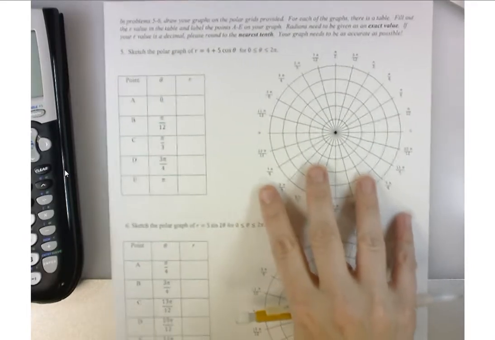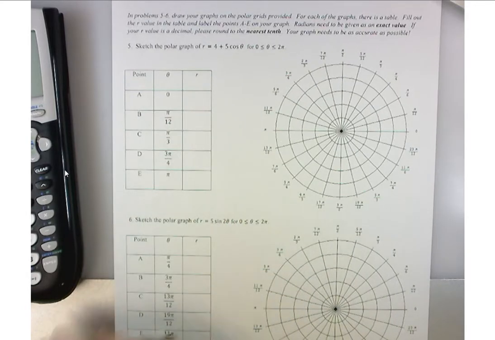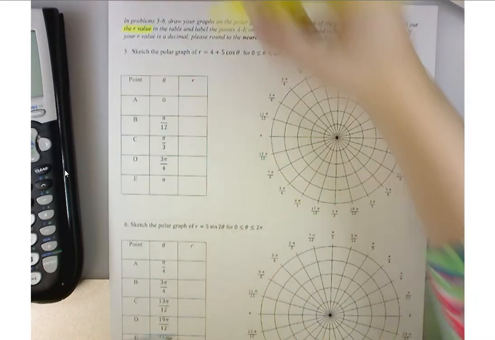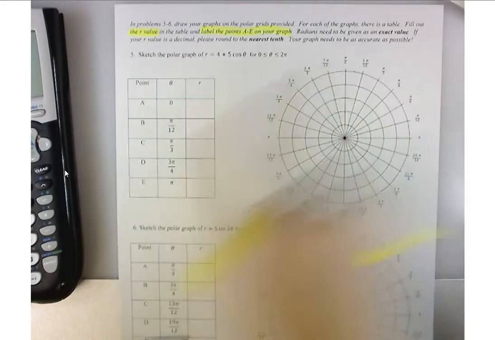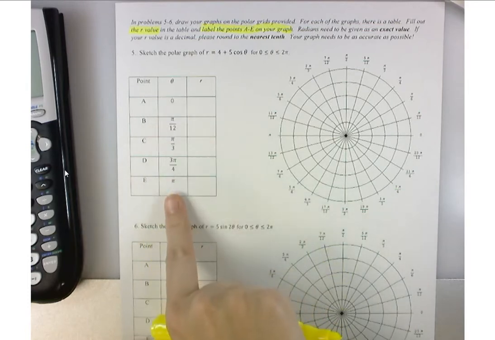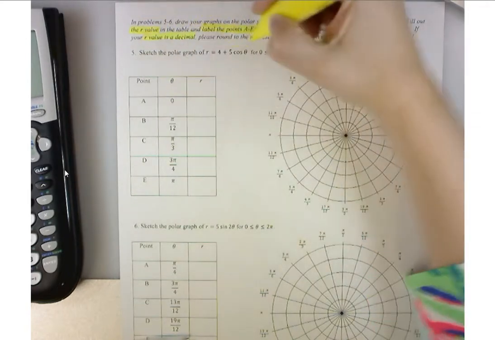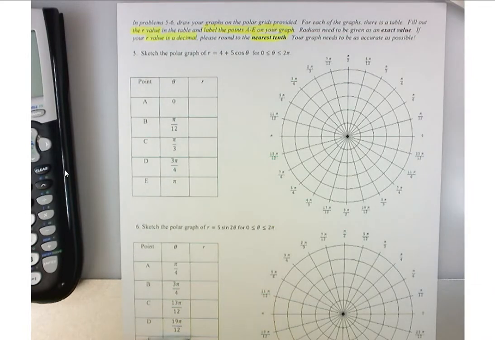All right, so I know yours does not have these grids, but you went ahead and put them on there. So you're going to draw your graphs on the polar grids provided. And then for each graph, there's a table. You're going to fill out the r value in the table, and then label the points A through E on your graph. If it is a radian, it has to be an exact value. I actually did that part for you, so you aren't going to have to worry about that. If your r value is a decimal, then you're going to round to the nearest tenth. And keep in mind your graph needs to be as accurate as possible.